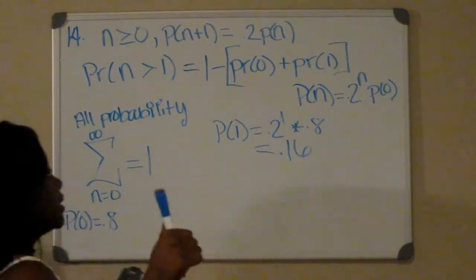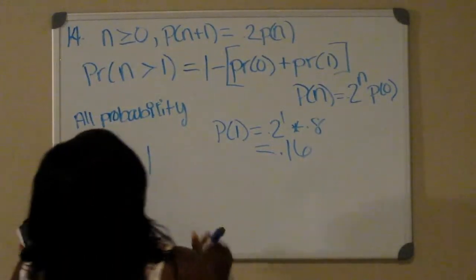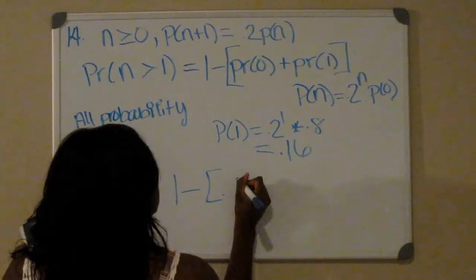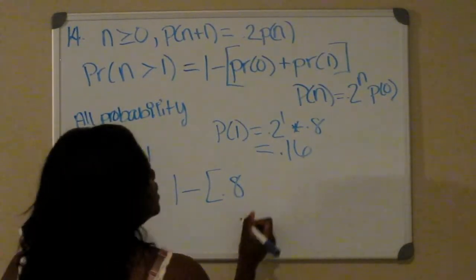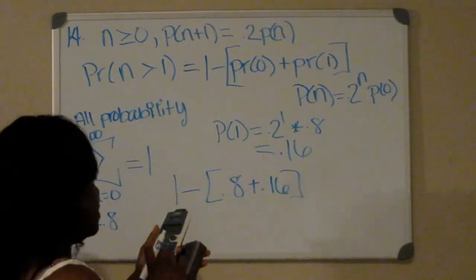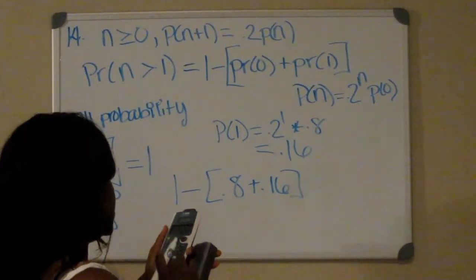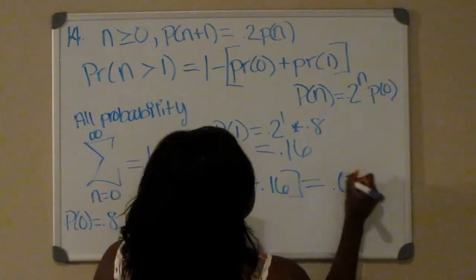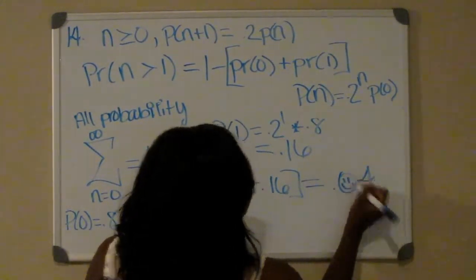Alright. So now we want 1 minus 0.8, which we said was the probability of 0, plus 0.16. 1 minus 0.8 plus 0.16 will give you a final answer of 0.04. Woo!